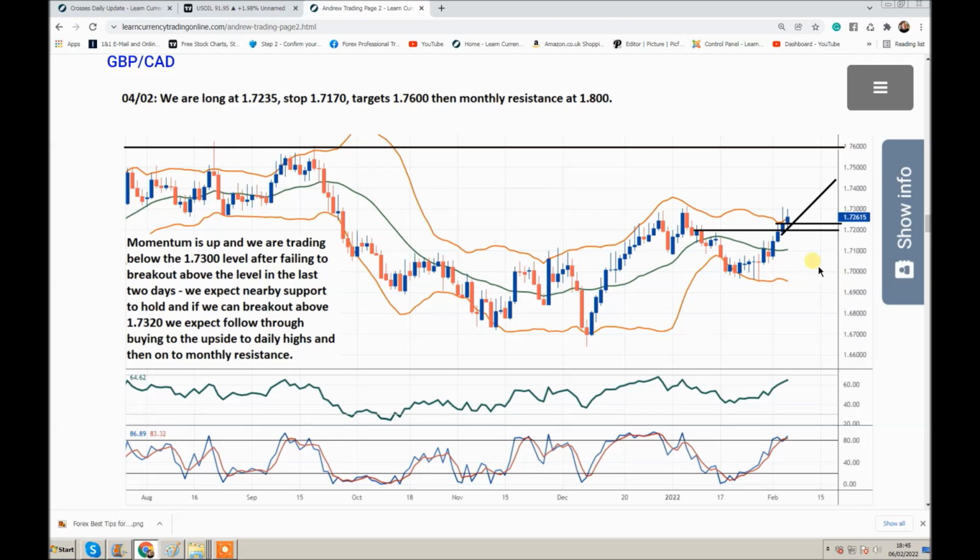How would you play this one? My own view is if we break out here above 173, I haven't drawn the line in, we can see the pokes at the level, okay, not following through. If we break out, we should go to 176 in my view, then 180. I like pound pairs in the crosses. I won't go through the fundamentals in detail, but the fundamental backdrop for the pound is much better than for the commodity currencies.